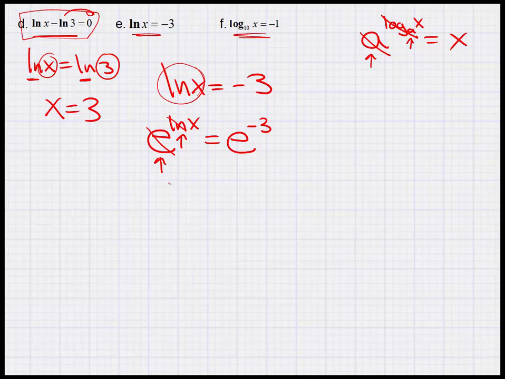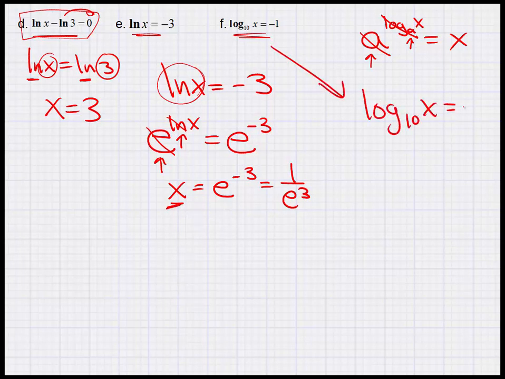So what I get is x equals e to the negative 3, or 1 over e cubed. And that solves for x. Let's try this next one. Log base 10 of x equals negative 1.